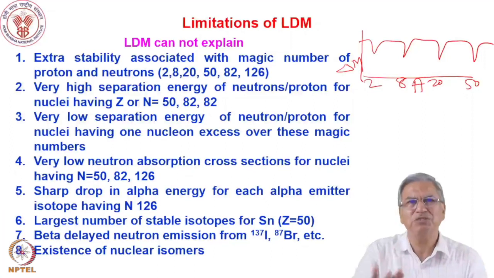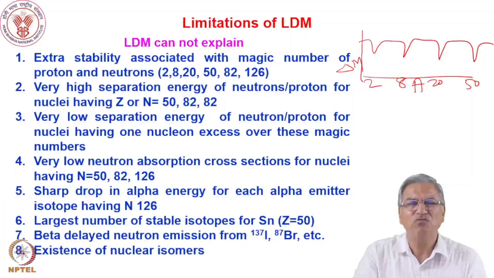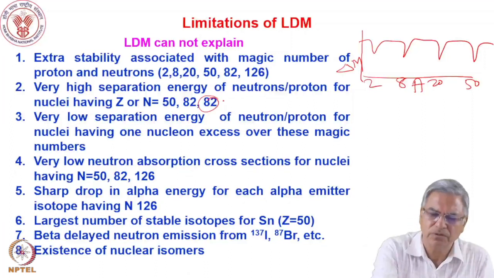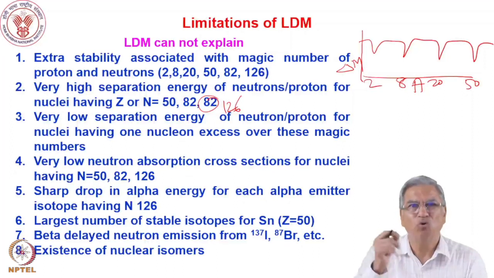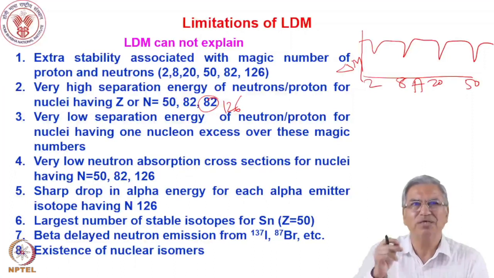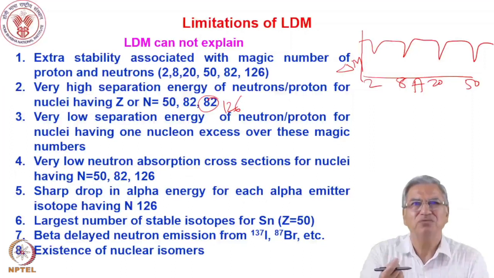Associated with these magic numbers, there are other observations, like the very high separation energy. Separation energy means the energy required to remove a neutron or proton from nuclei having these numbers of protons and neutrons, again the magic numbers 50, 82, 126. Similarly, if you have a nucleus with one neutron or one proton more than the magic number, that nucleon is very easy to remove. That means the separation energy is very low for nuclei which have a magic number plus one nucleon.